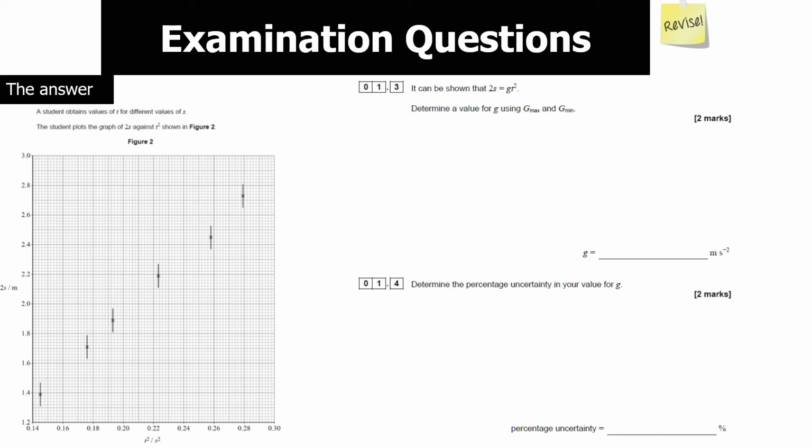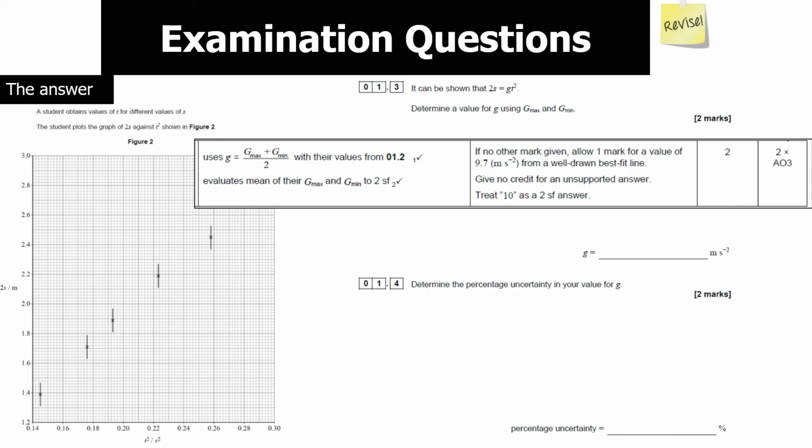Right, so how do you answer this first question? Well, you can say that your value for g is going to be the average of G max and G min, because that's the biggest possible and the smallest possible value. So the first thing you note is that g is going to be G max plus G min divided by 2.